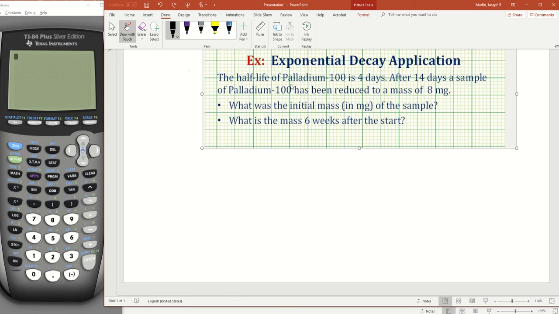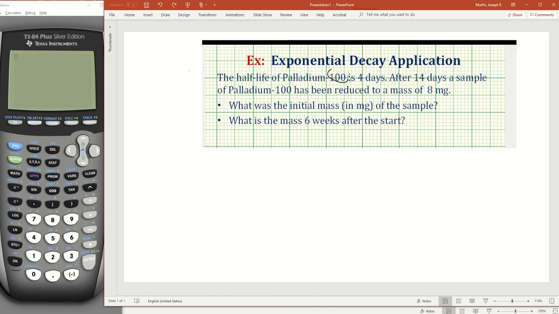So the idea here is that we have this element, palladium 100, and it's got a half-life of 4 days. Now the first thing is, don't let this 100 throw you off. That's the name of the isotope. That's not actually anything that we're going to use in the problem. So just be careful there that you don't take numbers and use them when you're not supposed to. Again, this is like the whole name of the element in this case.